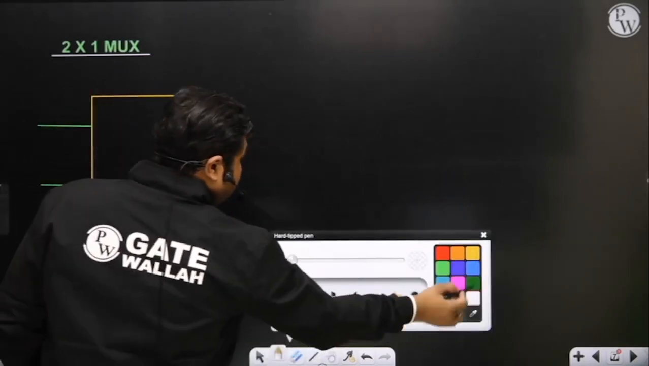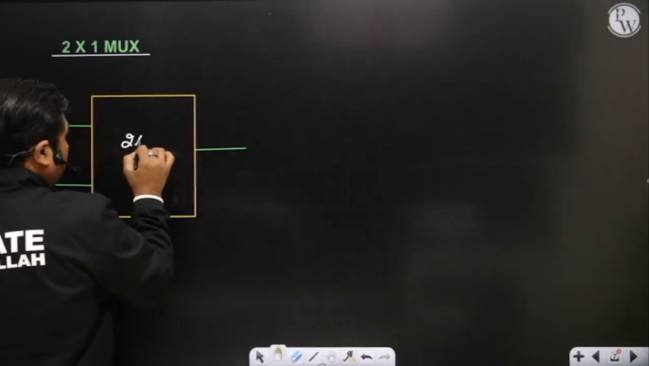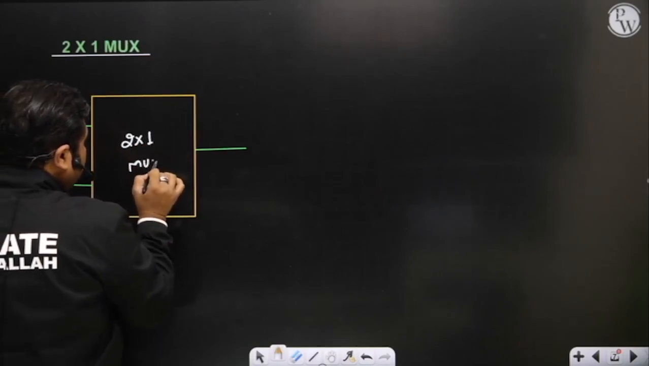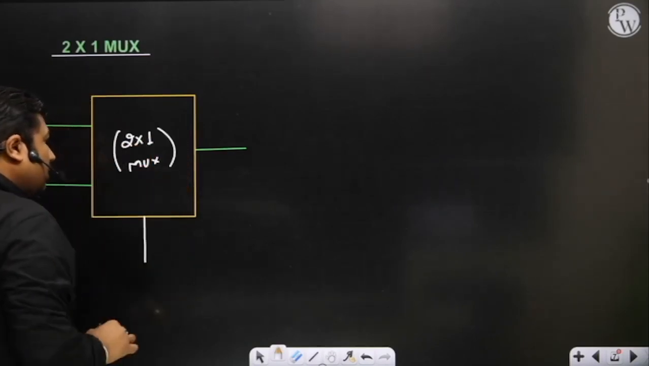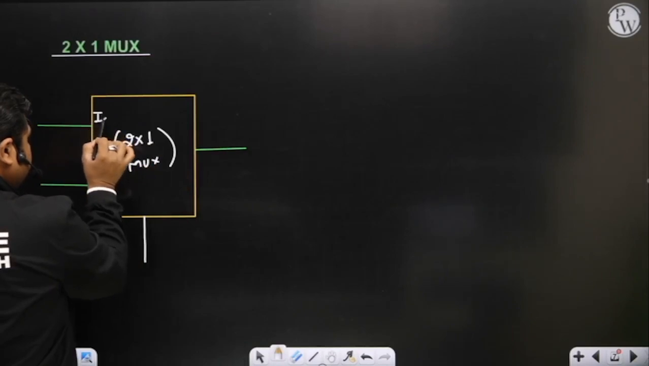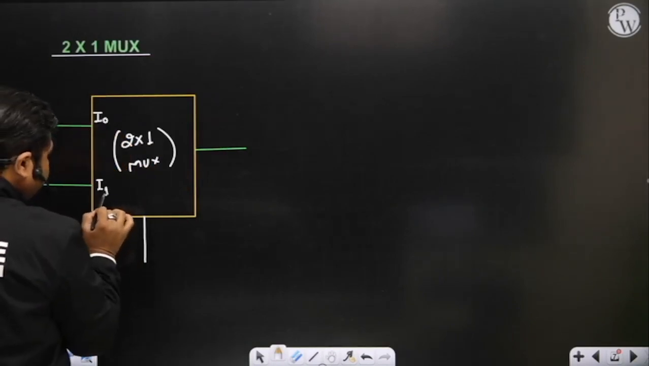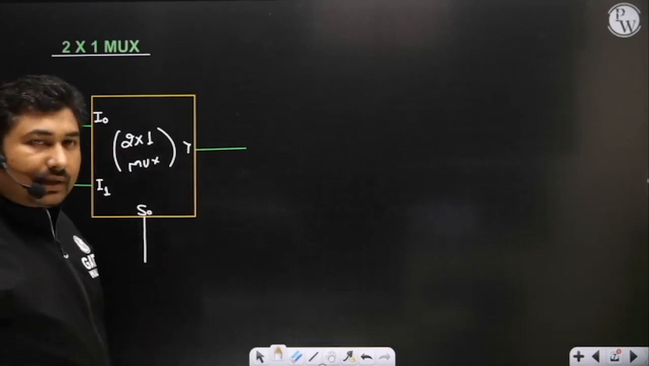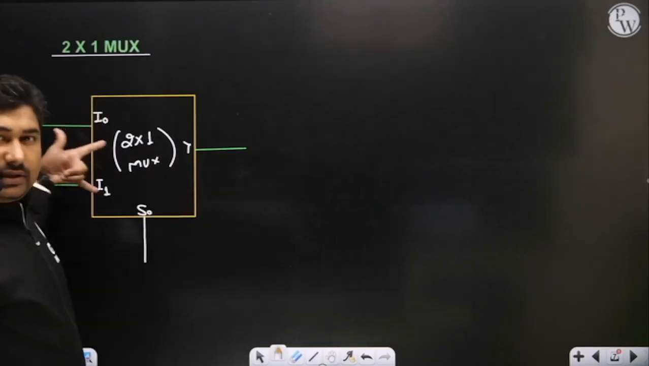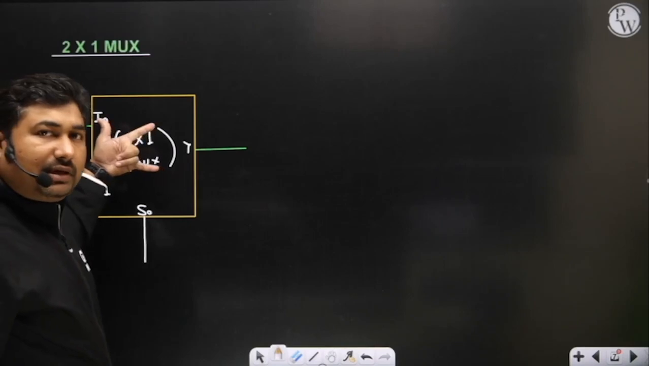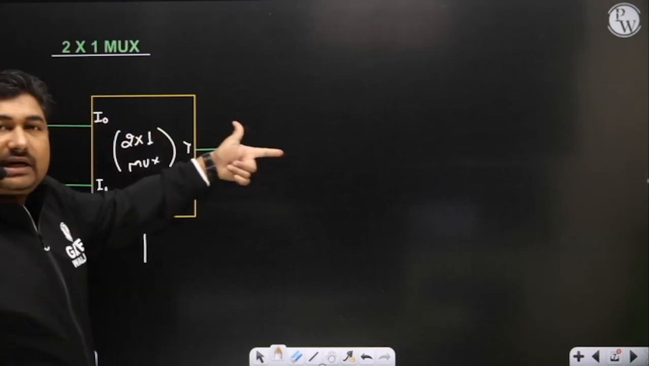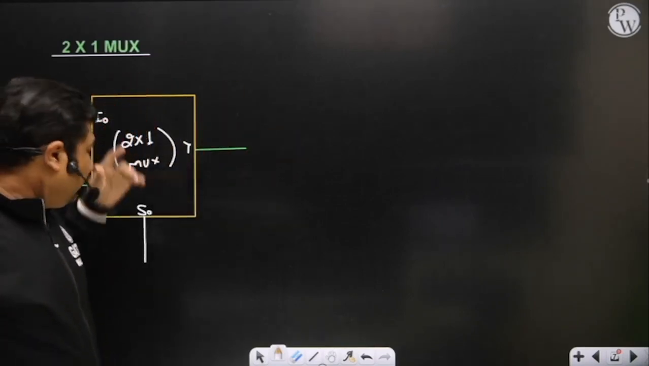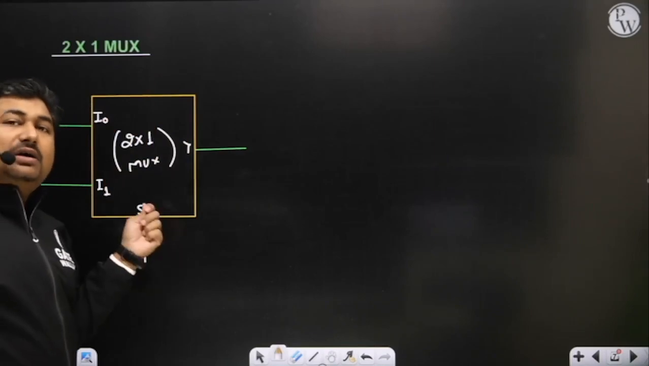So we are interested in designing a 2 cross 1 mux: 2 input lines, 1 select line and 1 output line. I have 2 inputs. Out of these 2 inputs, I want 1 input to be transferred to output Y, depending upon the select or control action taken.